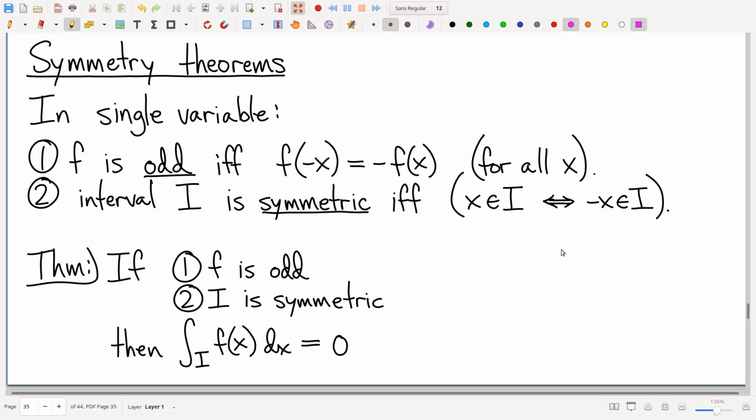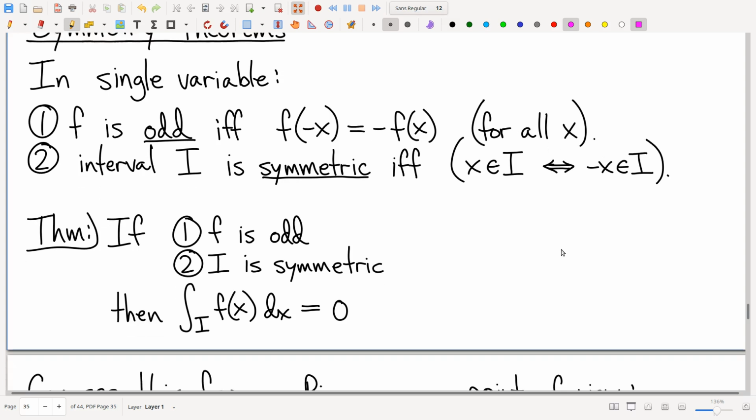I used it tremendously when I was an undergraduate physics major. There were just, oh my gosh, so many integrals that I was able to just wave a magic wand at and just cite this symmetry theorem, and the whole thing just disappears. It's totally awesome. So let me first talk about what this theorem says.